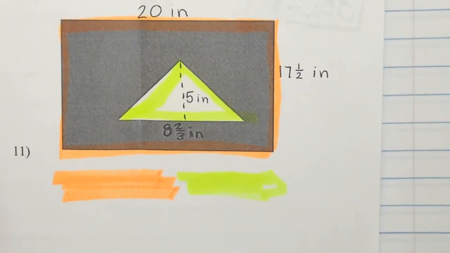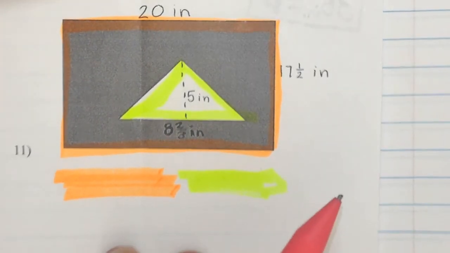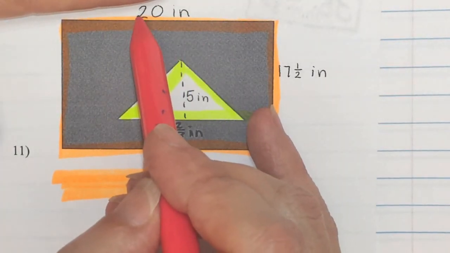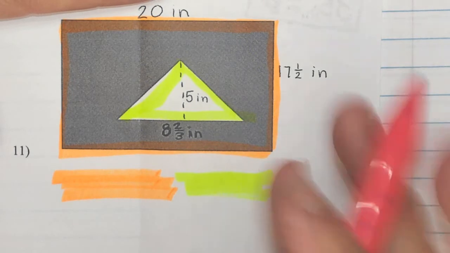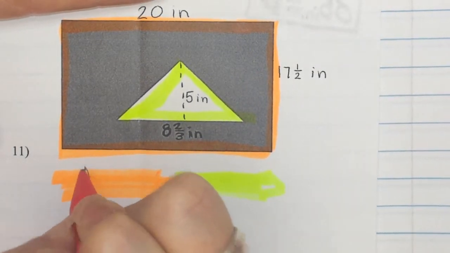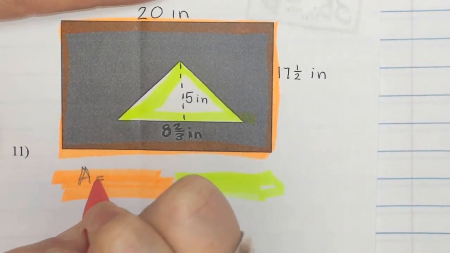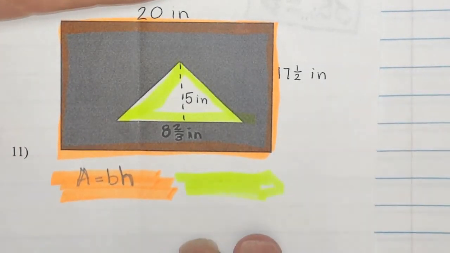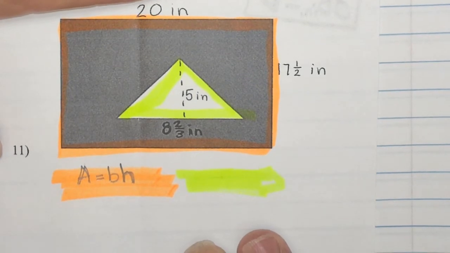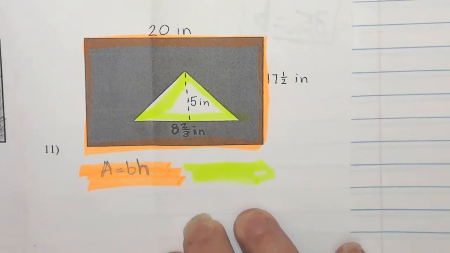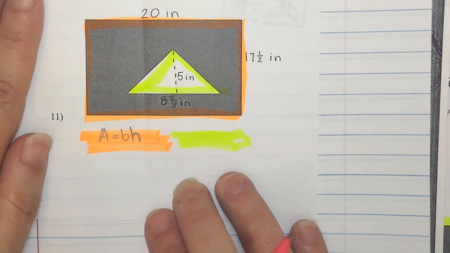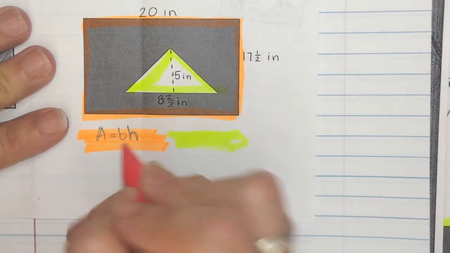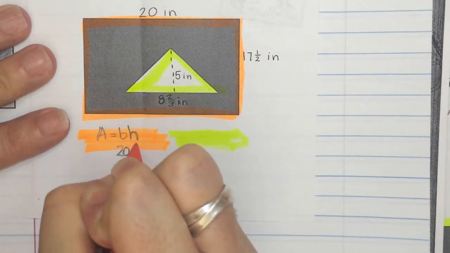Okay? So, starting out, you got to say in your mind, okay, this thing's a rectangle. So what formula should I use? A equals BH. Got to go back to yesterday's because it is a rectangle. Okay. Step 2, fill in the B and the H of that rectangle. 20 times 17 and a half.